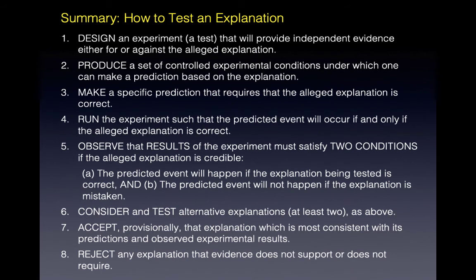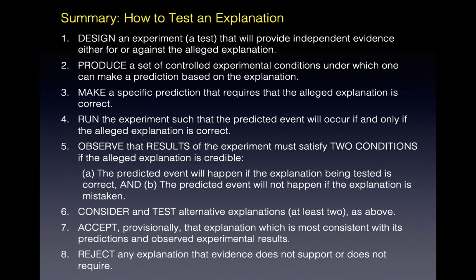Step 6, consider and test alternative explanations, at least 2, and often subsequently we have to then run the test against the new rival explanation. 7, accept provisionally. This means temporarily, tentatively.